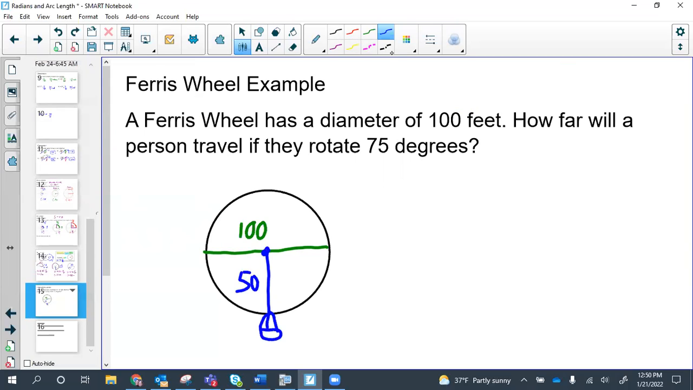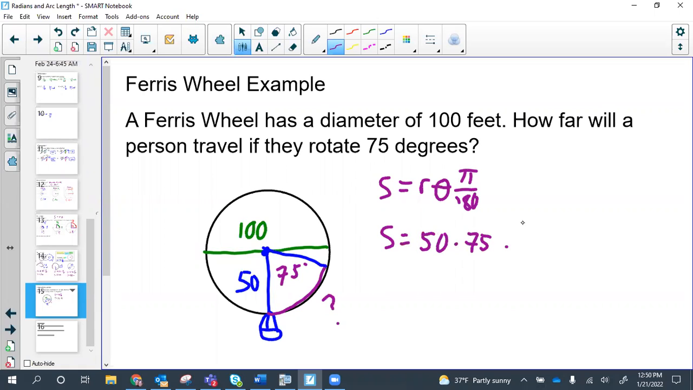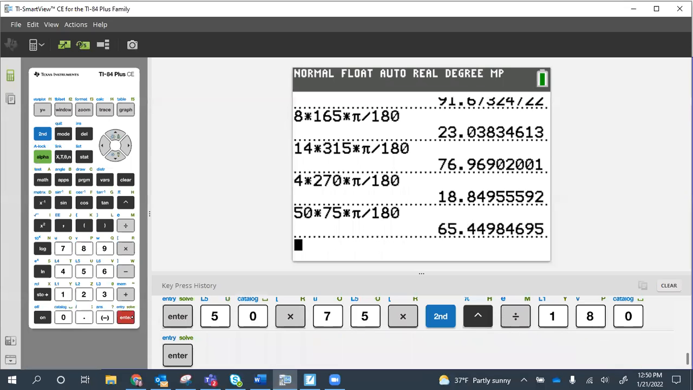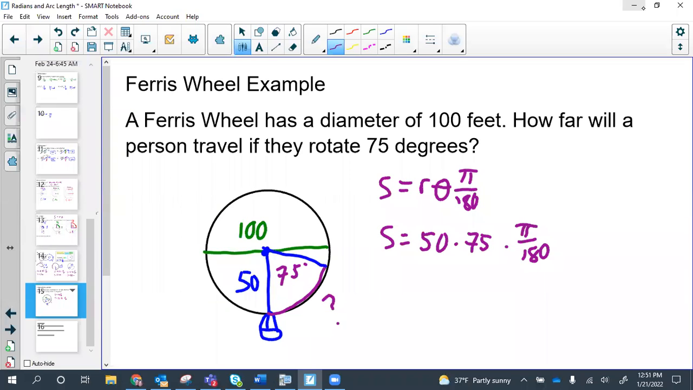Now, the radius is 50, but they're going to rotate 75 degrees, so that's going to be about to here-ish, okay? So we want to know what is that arc length right there. So again, we're just going to use S equals r theta, but since it was 75 degrees, we're going to have to also times that by pi over 180 to convert that into radians. So just plugging that all in, we'll have 50 times 75 times pi over 180.